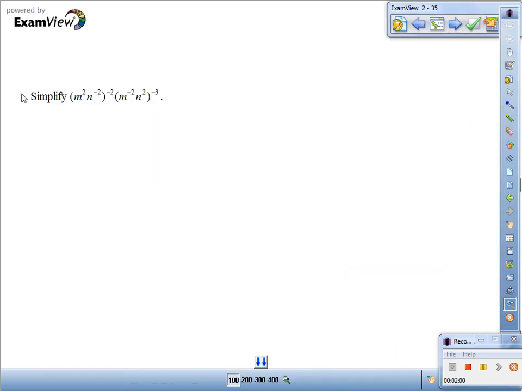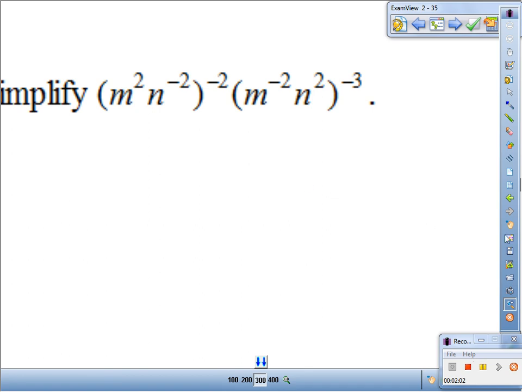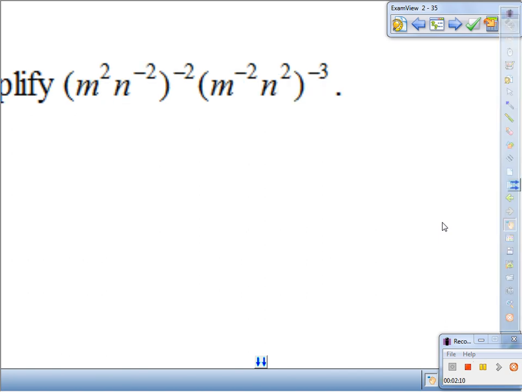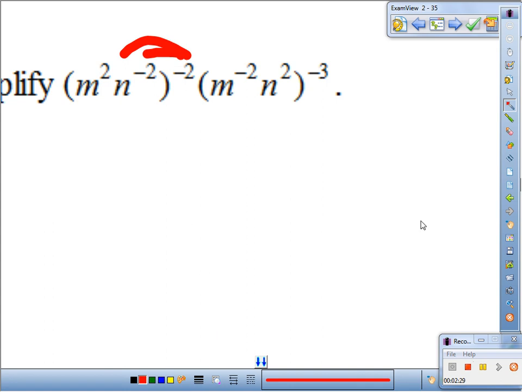Let me zoom in. Copy this one. Parentheses, m to the second, n to the negative 2, parentheses to the negative 2. Open parentheses, m to the negative 2, n to the second, parentheses to the negative 3. Can you get the right light, please? I think by now we should be able to see, right? Yeah. All right. So for this one, don't forget, check and see if there's anything that does not have an exponent. Put a 1. If not, distribute. Whoa. Sorry.